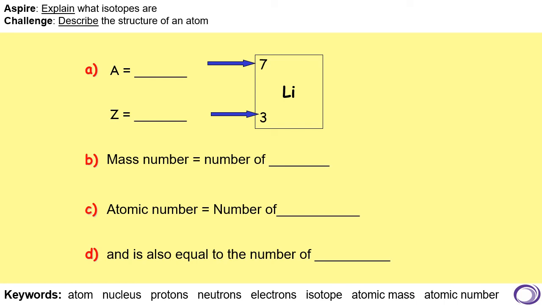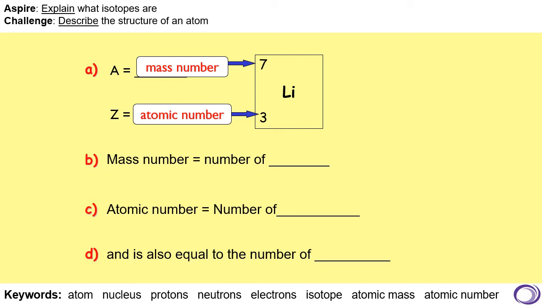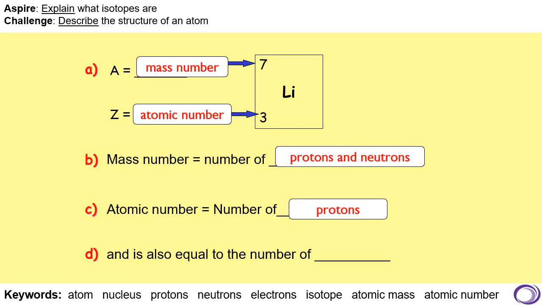Okay, 2 minutes is up, so let's see how you did. So first question, A is the atomic mass or the mass number, and Z is the atomic number. B, the mass number is equal to the number of protons and neutrons added together. And C, the atomic number is the number of protons. D, this is also equal to the number of electrons. So well done if you got those right.